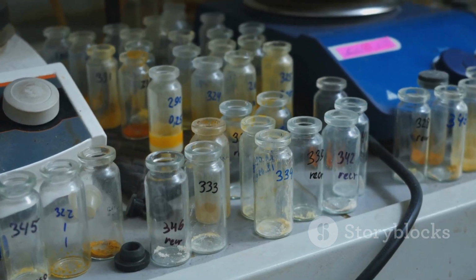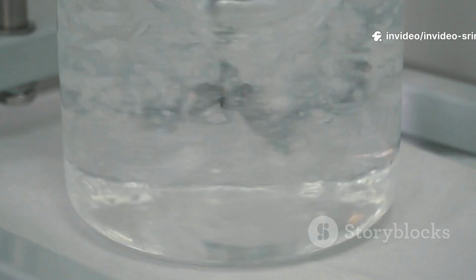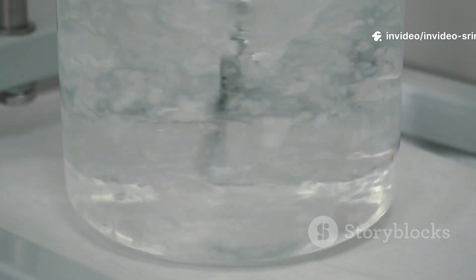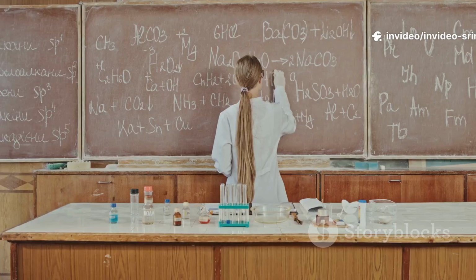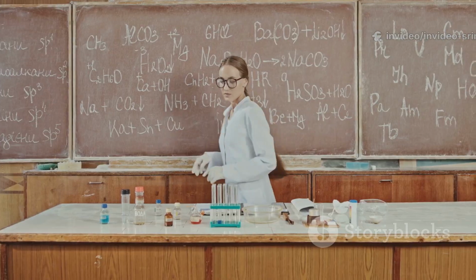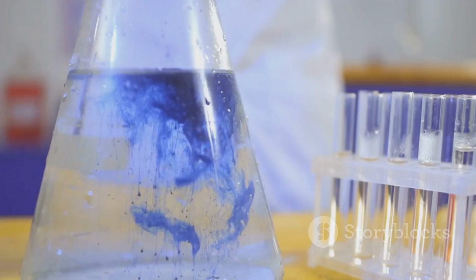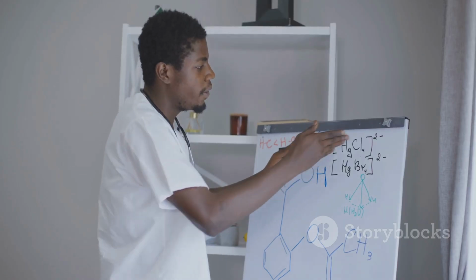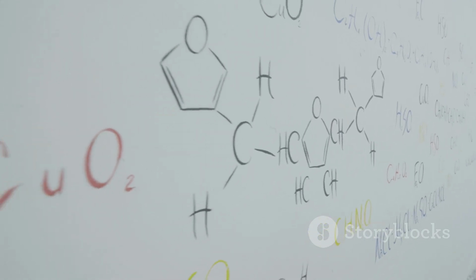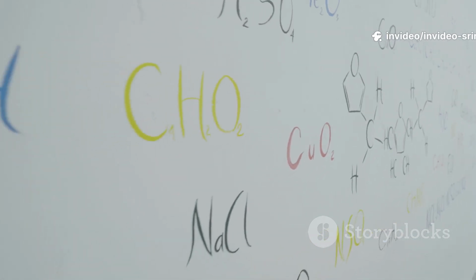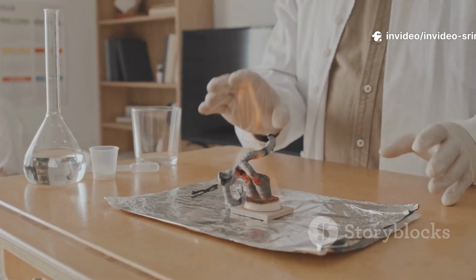For basic buffers, it's the same idea, just flipped. Take a weak base, BOH, and its salt, BA. BOH dissociates into B+ and OH-. The salt gives you more B+ ions, and the buffer equation becomes pOH equals pKb plus log of salt over base. Now let's talk buffer capacity.